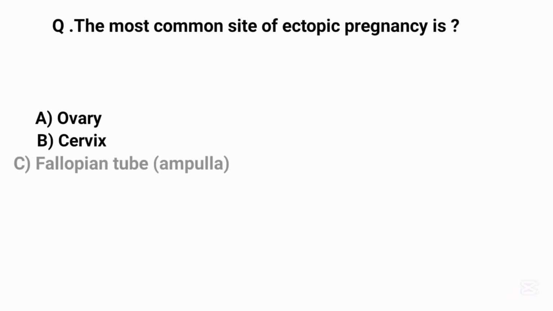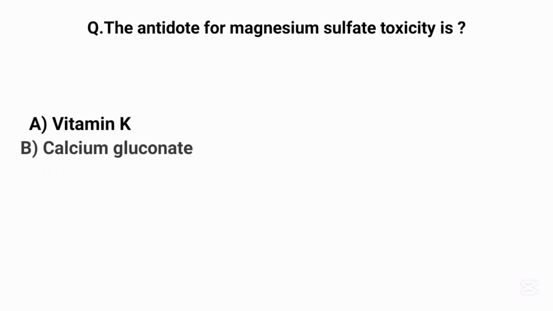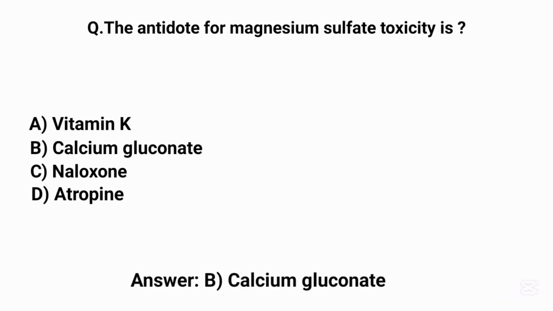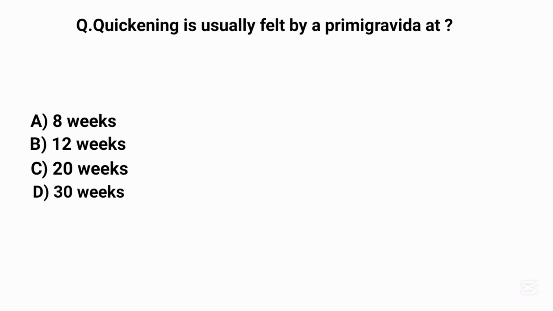The most common site of ectopic pregnancy is. Correct answer is option C, fallopian tube. The antidote for magnesium sulfate toxicity is. Correct answer is option B, calcium gluconate. Quickening is usually felt by a primigravida at. Correct answer is option C, 20 weeks.